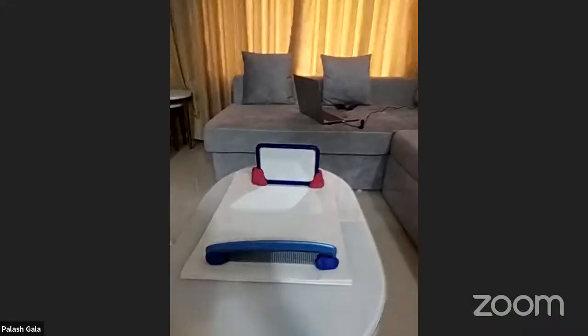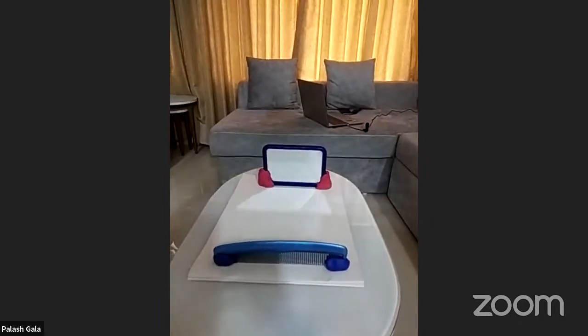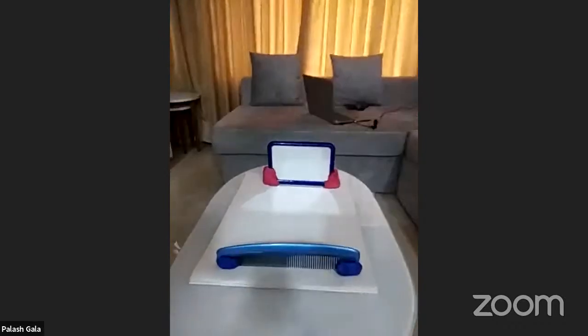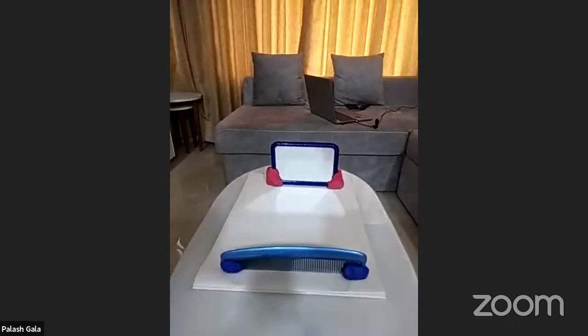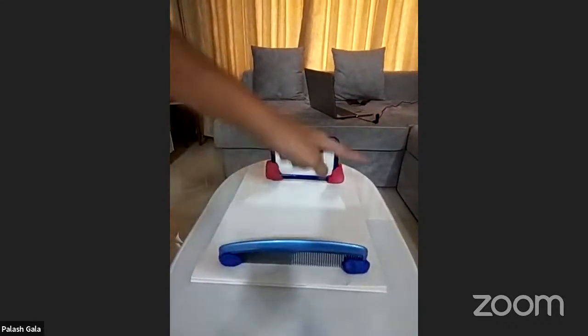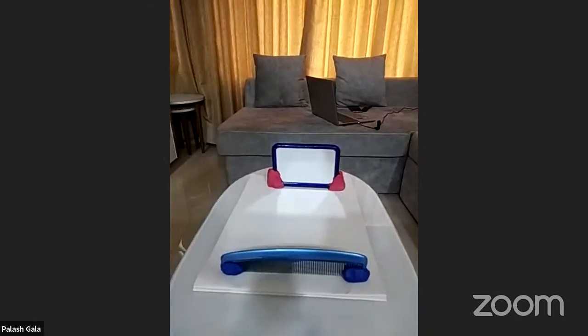Hello everyone, my name is Palash Gala and today I am going to do an experiment to prove that light travels in a straight path and it can be reflected. So the materials we need are a mirror, a comb, some pieces of clay, a torch and a dark room.